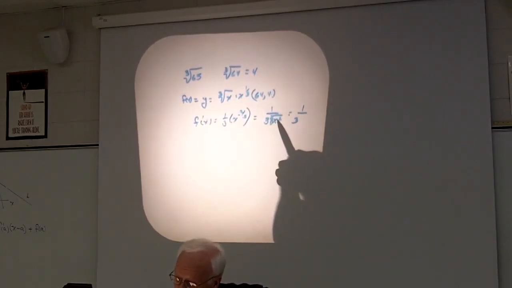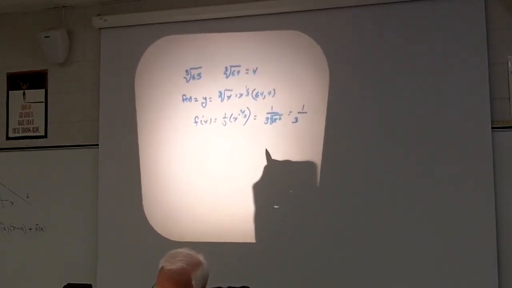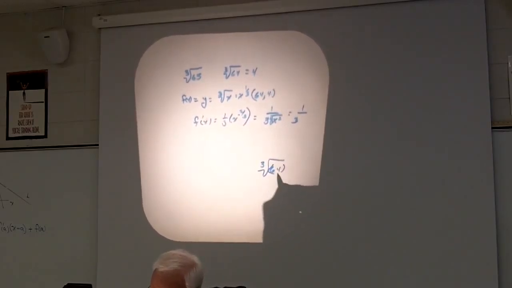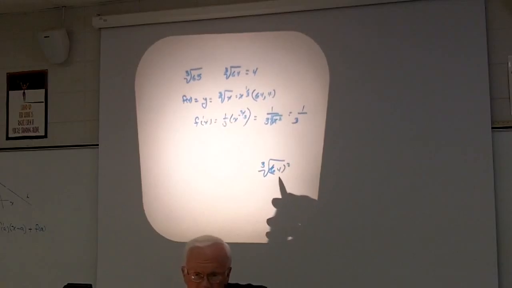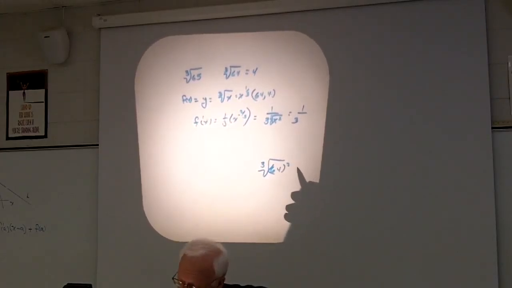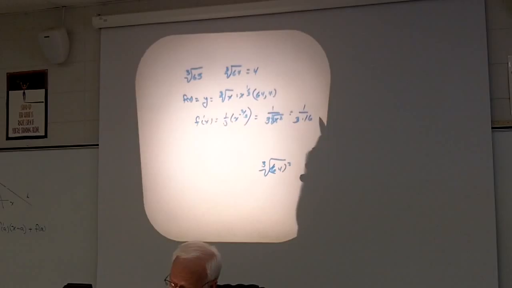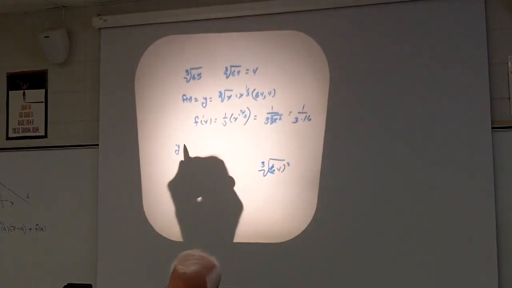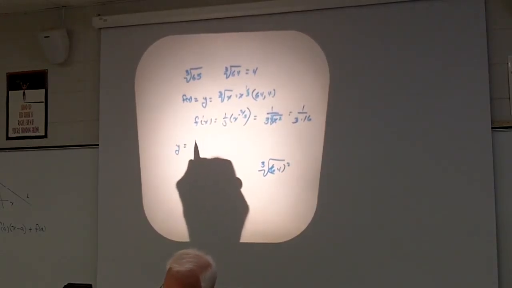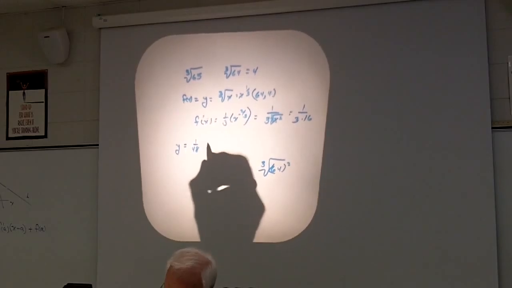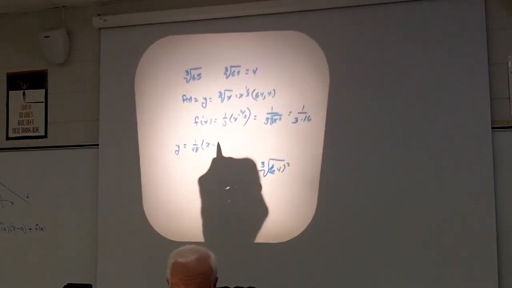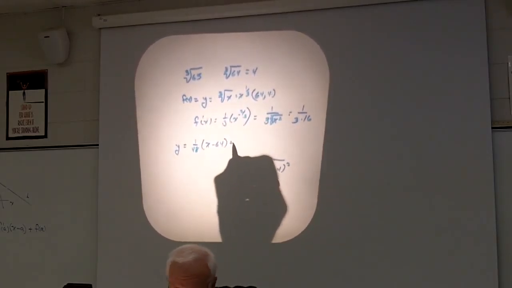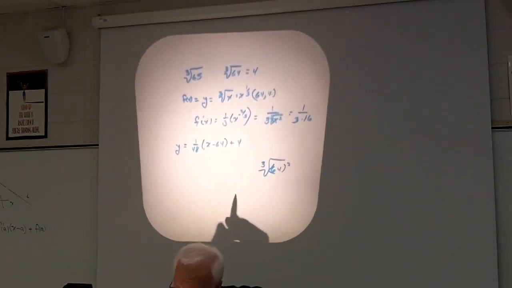And the cubed root of 64, see, what we'll do is this. The cubed root of 64 squared, which is 4 squared, is 16. Times 3 is 48. So my equation becomes y, or that's an L sub x, is equal to 1 over 48 times x minus 64 plus 4.